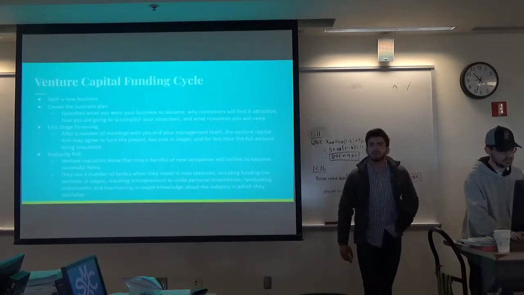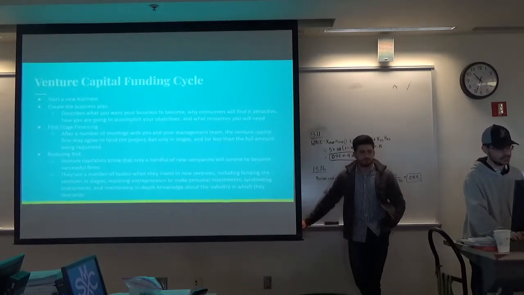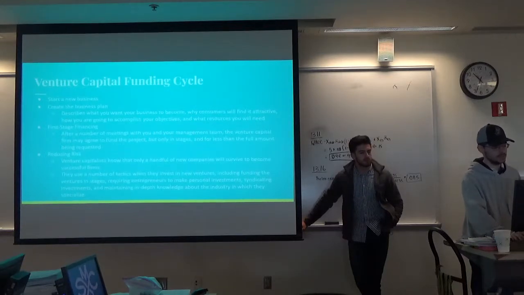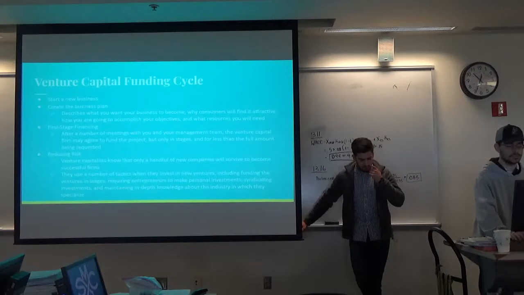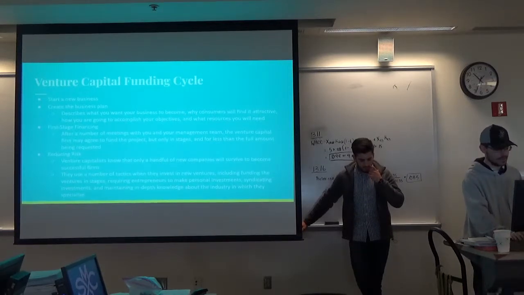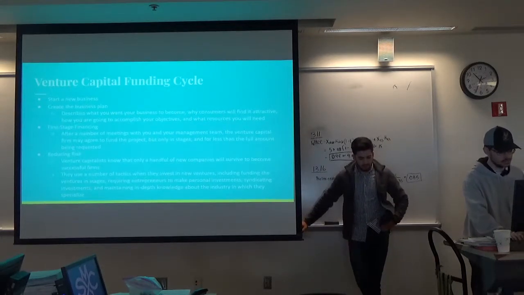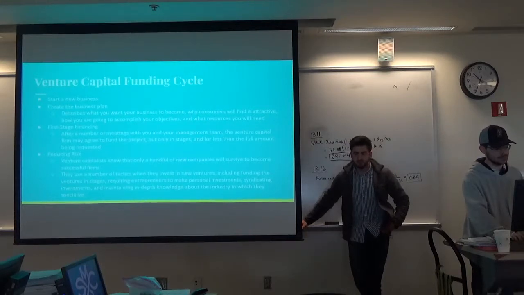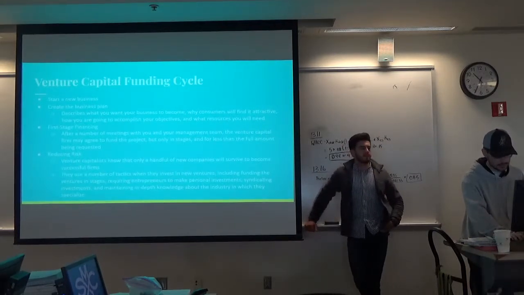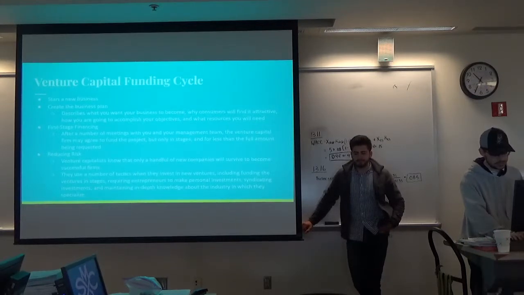The venture capitalist funding cycle has many steps. Start a business plan, and that describes what the business is and what you're going to do. There's the first stage in financing, which is meetings with the management team and the other venture capitalists. They will look into the project and see if they like it and talk about numbers. Then another step is reducing the risk, and this is how venture capitalists know that only a few companies are actually successful in the startups, which is often what they invest in. And there are tactics like funding the ventures in stages, requiring entrepreneurs to make personal investments, syndicating investments, and seeing if they have enough knowledge in the industry to really be successful in the products they're specializing in.